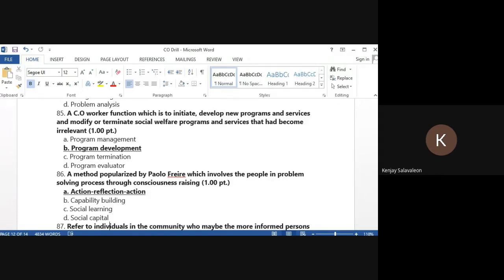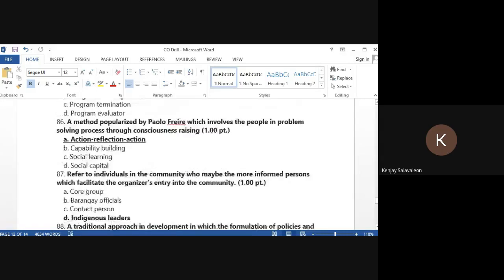86. A method popularized by Paulo Freire. It is action, reflection, action. Dito nagsimula yung idea ng conscientization. So ang mga student ni Paulo Freire are adults, mga factory worker, mga farmers, mga marginalized sector.